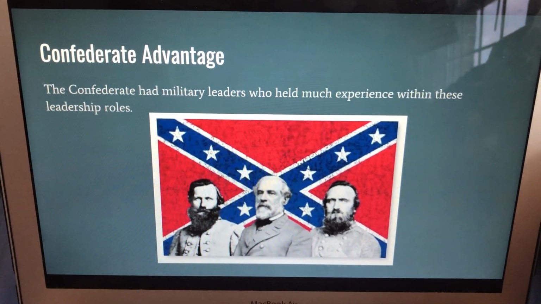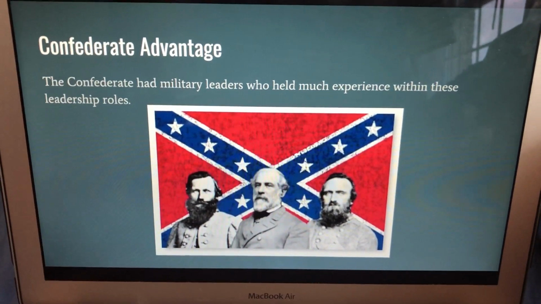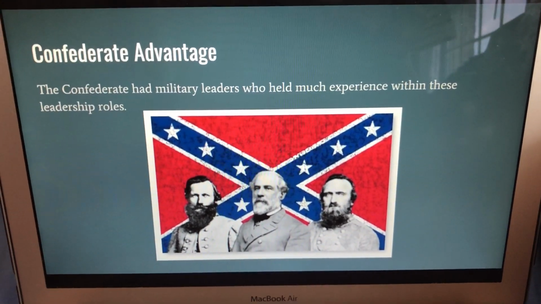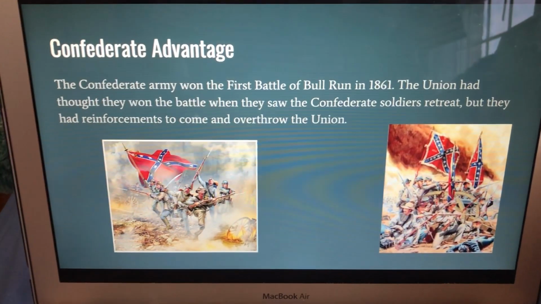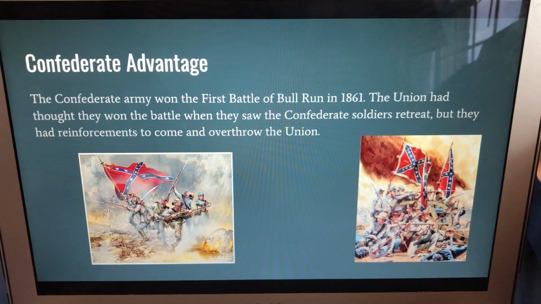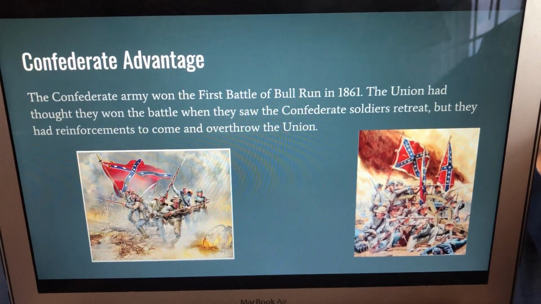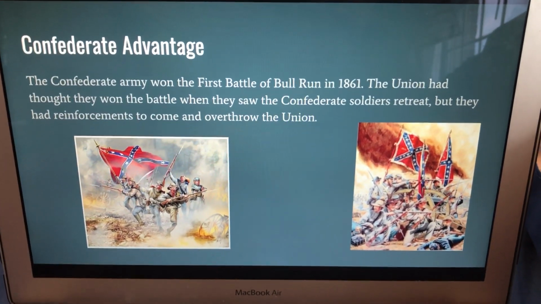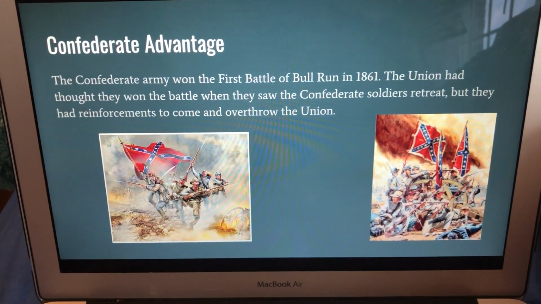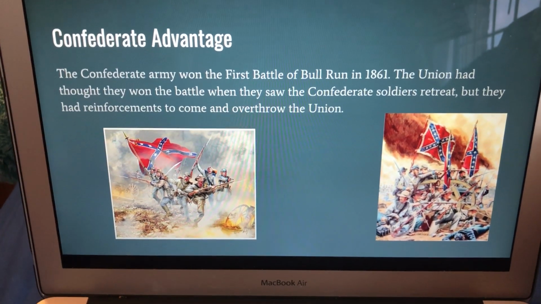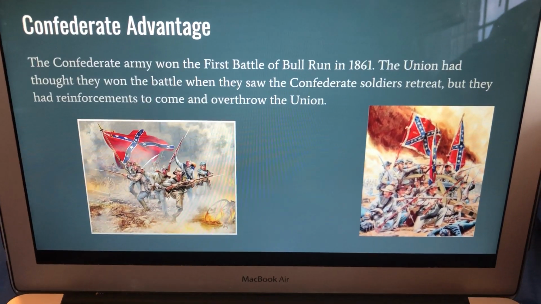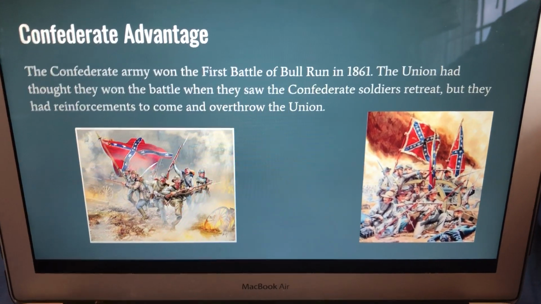Another Confederate advantage would be that the Confederacy had military leaders that had a lot of experience within these kind of leadership roles. And one more was the Confederate Army had won the first Battle of Bull Run in 1861, so that had gotten their energy up a little bit. The Union thought that they had won the battle when they thought the Confederates were retreating, but actually they were only retreating to have reinforcements come in and overthrow the Union, so that's how they won that battle.